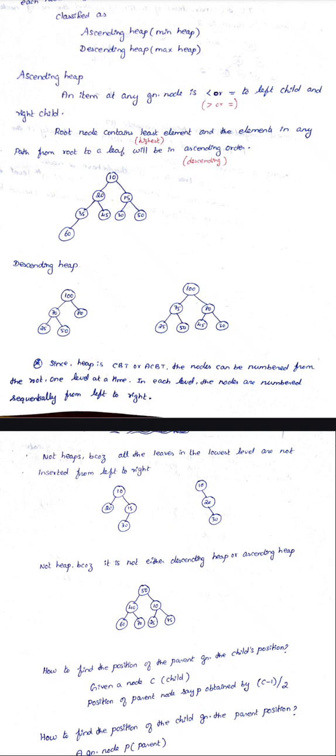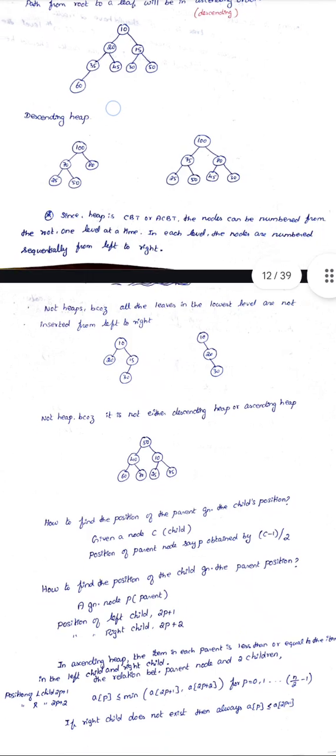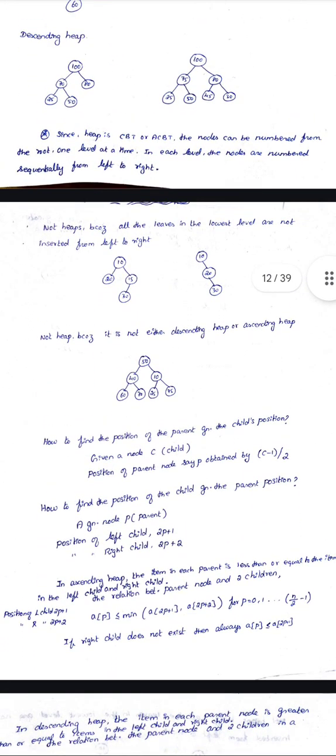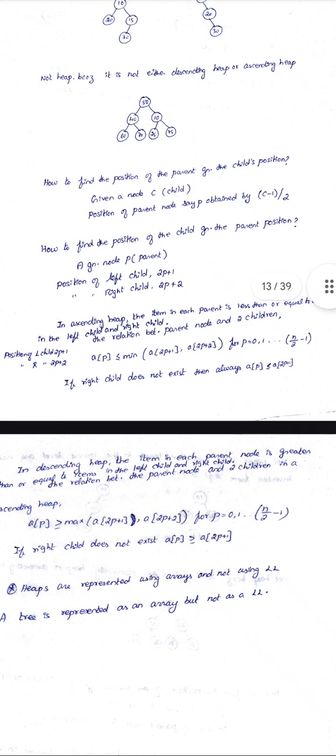Since a heap is a CBT or ACBT, the nodes can be numbered from the root, one level at a time. In each level, the nodes are numbered sequentially from left to right. Not heaps, because the leaves at the lowest level are not inserted from left to right. Not a heap, because it is neither a descending heap nor an ascending heap. 50, 40. It is neither descending.